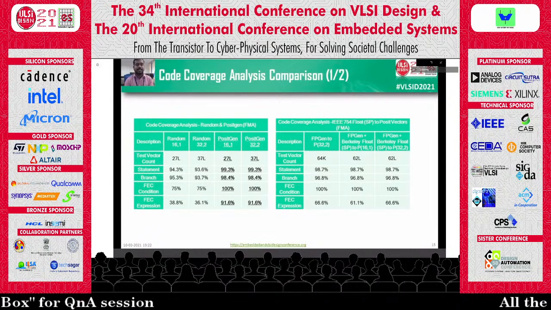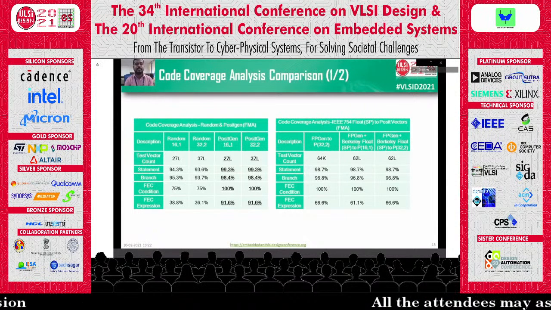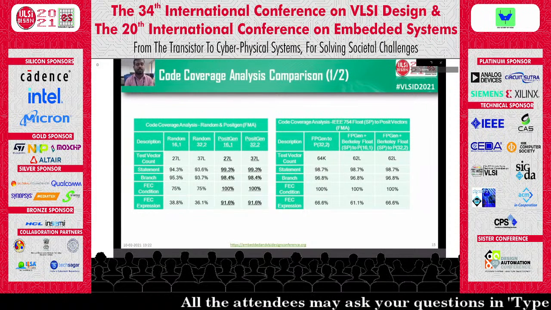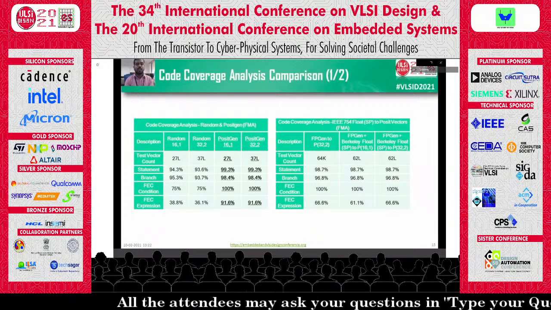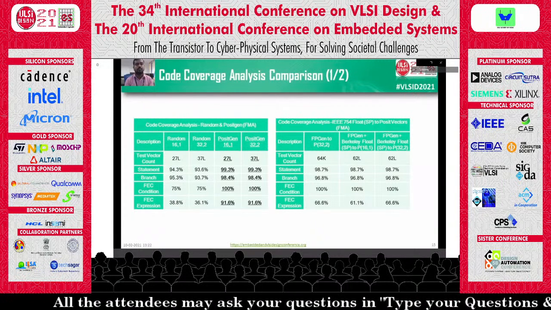The table on the right side depicts the code coverage analysis of FPGen and IBM Berkeley TestFloat test vectors converted to POSIT. From the table, it is clearly depicted that the four code coverage metrics are almost close in value.